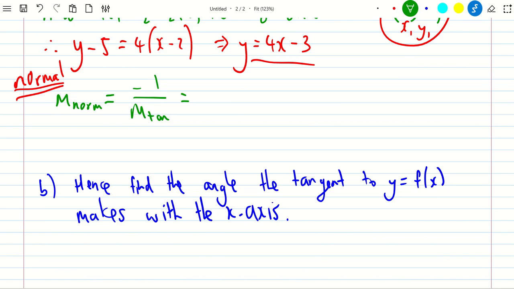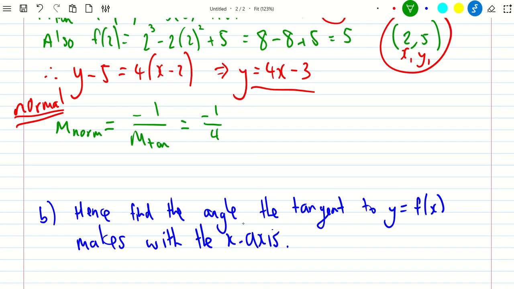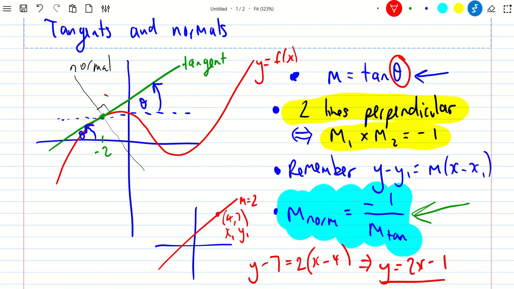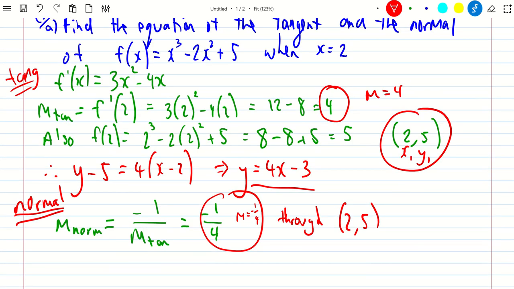Oh, I'm going to run out of space here. I've taken up too much room. I'm confident I can get this done. So that's -1 over the gradient of the tangent. And the gradient of the tangent was 4. So it's going to be -1/4. Okay, so there's my gradient of the normal. It also goes through the point (2, 5), because the tangent and the normal both go through that same point.